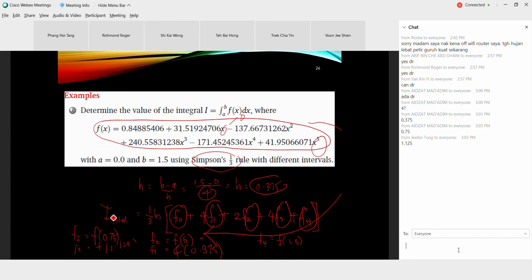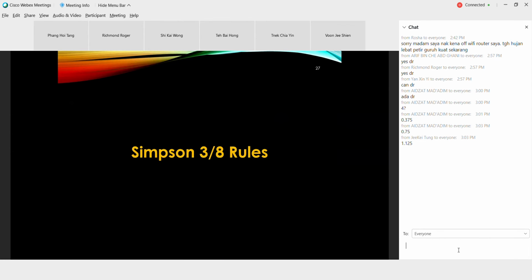If you are able to calculate I total, I will give you 8 marks. Any question? Okay, that is Simpson 1/3 rule. Any question?